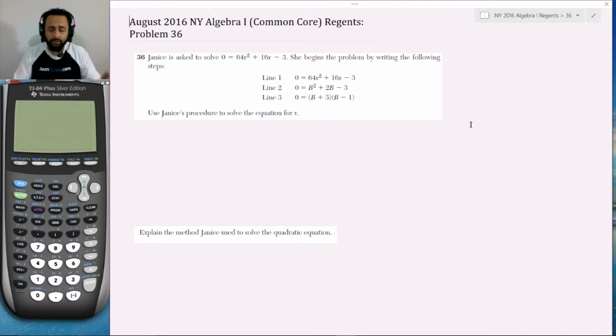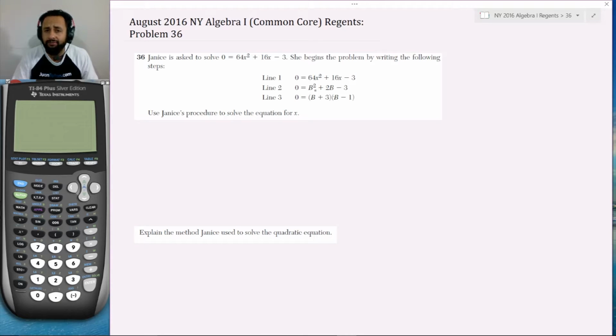It does look like she's doing a substitution, so let's see what's going on here. This original polynomial seems to have become b squared plus 2b minus 3. So it looks like 2b is 16x. So b might be 8x. And let's see if b squared, if b is 8x, b squared is 64x squared. So that is what she did. She substituted b for 8x.